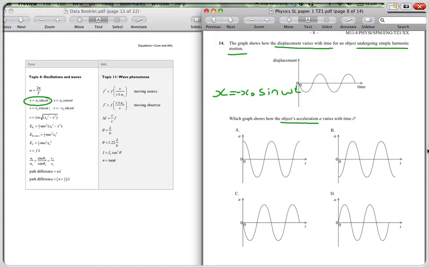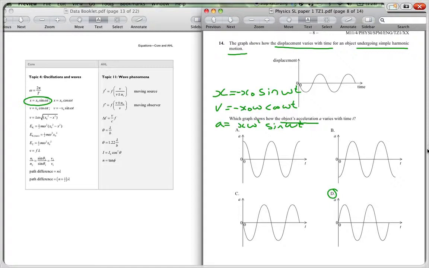We could actually just work through it here. We find that it's going to be D, because when we find the velocity, it becomes minus x0 omega cos omega t, and the acceleration, when I do the next differential, becomes x0 omega squared sine of omega t. So we have that one over there.